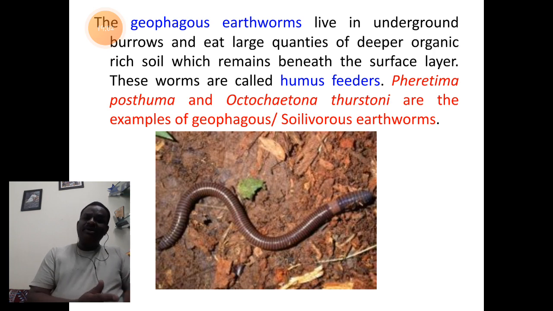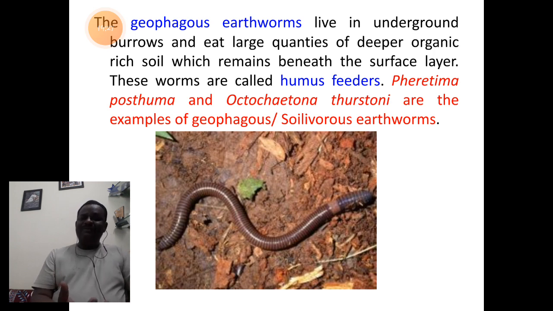The second group of earthworm species are geophagous or soilivorous earthworms. They live in the underground burrows and feed not only on the organic waste present below the surface level of the earth, but also on the soil particles. These earthworms are humus feeders.